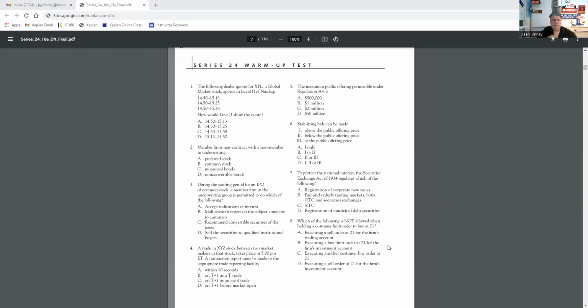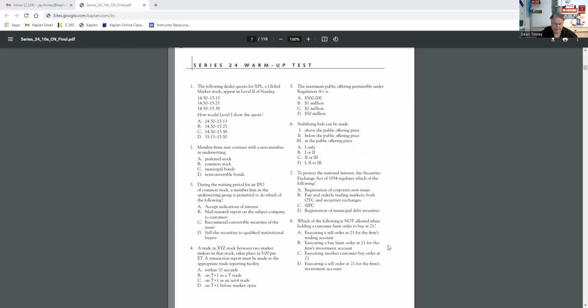The following dealer quotes for XPL, a global market stock, appear on Level 2. A Level 2 NASDAQ data feed shows you the market makers. We don't have the MPID, the market participant ID, kind of like a vanity license plate like GSEO or MLCO, to tell us who these market makers are. But we do have their bid and their ask. Now, Level 1 NASDAQ data feed shows you the inside quote. And the inside quote or inside market, very testable, is the highest bid and the lowest ask. And so the answer would be A.